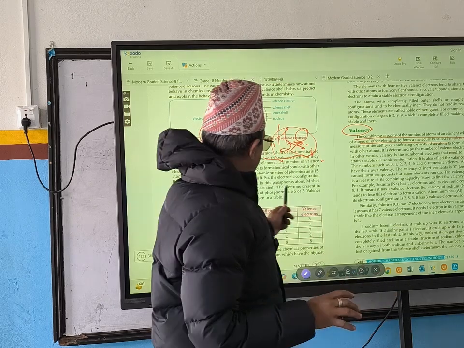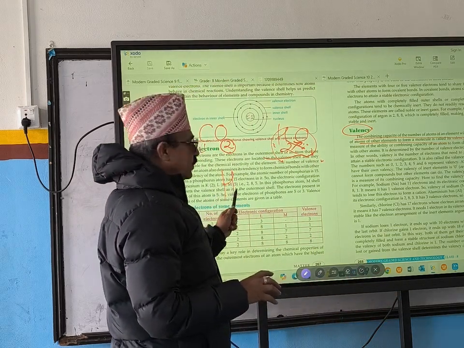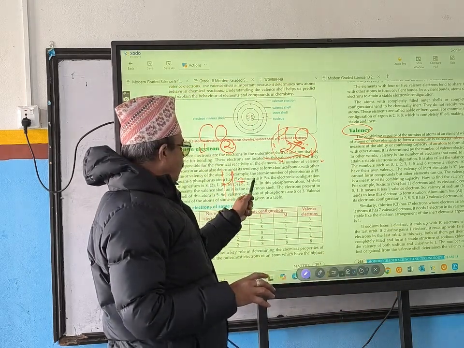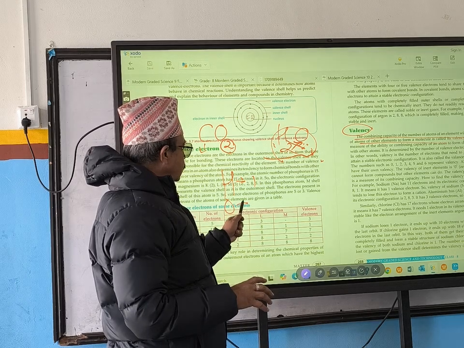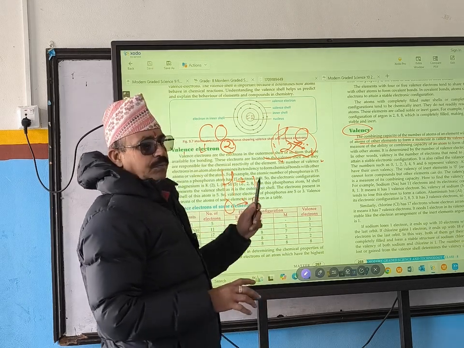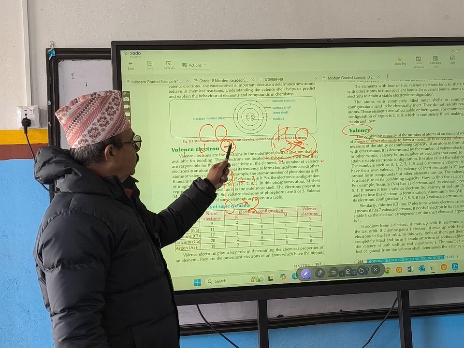Mainly we have to remember the valency of some elements, then it will be easy. For example, I just said valency of hydrogen is how much? 1. Oxygen is how much? 2. If oxygen is 2, then here 2.